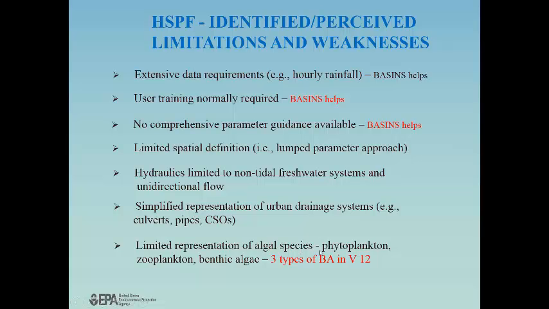It has a limited representation of algal species. Typically, a single phytoplankton and zooplankton species are represented within the stream channel. The benthic algae component has been expanded to three different types of benthic algae in the stream bottoms, in the bed.